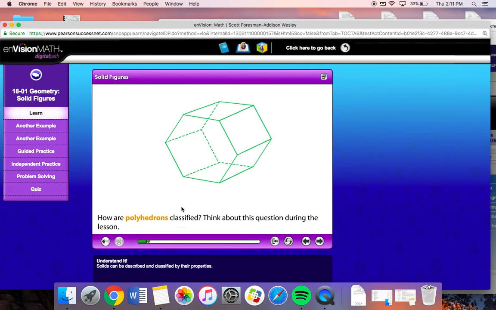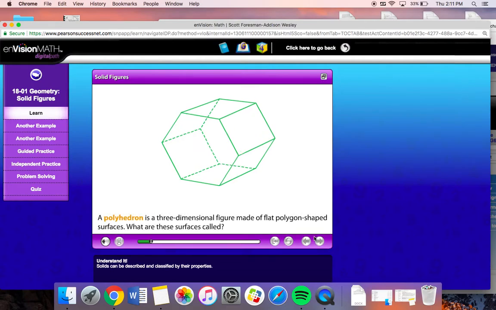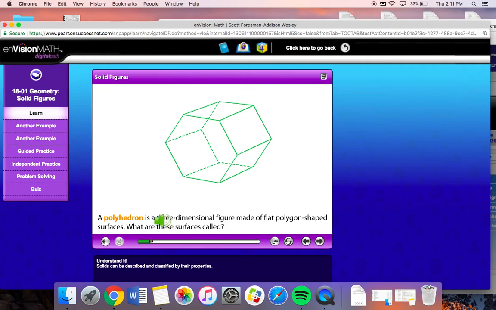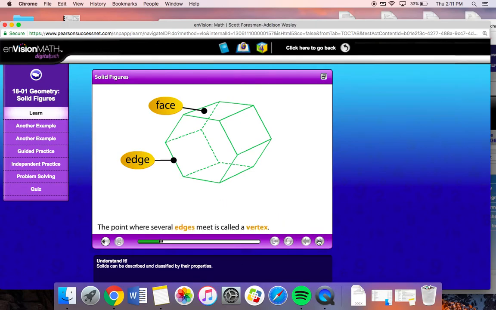So how are polyhedrons classified, or what do we call them? That's what we're going to go over today. So a polyhedron, as we went over, is a three-dimensional figure made of flat polygon-shaped surfaces. What are these surfaces called? They're called faces. The polygon-shaped surfaces of the polyhedron are called faces. What is the line segment where two faces intersect called? That's called an edge. What is the point where several edges meet called? Like right here. That's called a vertex. If you got those right, then you're already catching on.